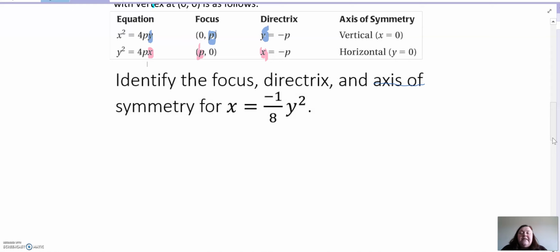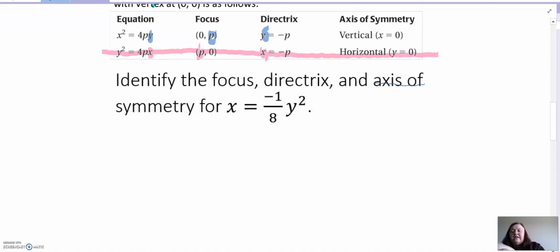Now first we have to figure out which row we're going to use, the top row or the bottom row. And our equation this time is x equals negative 1/8 y squared. And we're asked to identify the focus, the directrix, and the axis of symmetry. If we look at it, it doesn't look like either one exactly, but it does have a y squared. So that's our clue that we're going to be using this second row. But we need to make it look exactly like that y squared equation.